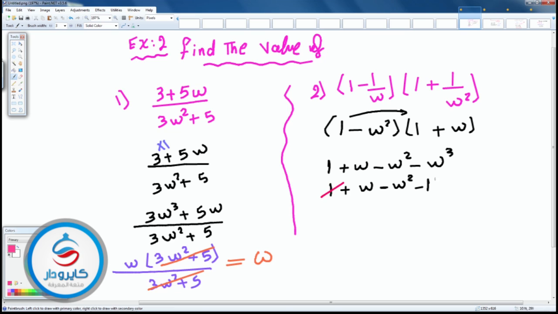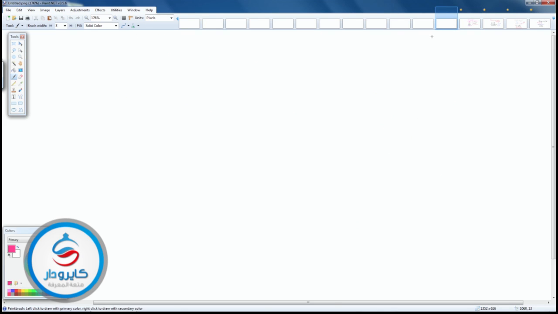By cancelling 1 with 1, now we have omega minus omega power 2, and omega minus omega power 2, as we know, equals positive or negative root 3i. That was the solution of the examples.